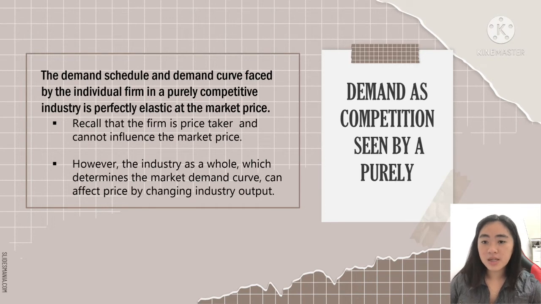Today I'll be discussing demand as seen by a purely competitive firm. The demand schedule and demand curve faced by the individual firm in a purely competitive industry is perfectly elastic at the market price. So, recall that the firm is a price taker and cannot influence the market price. However, the industry as a whole, which determines the market demand curve, can affect price by changing industry output.